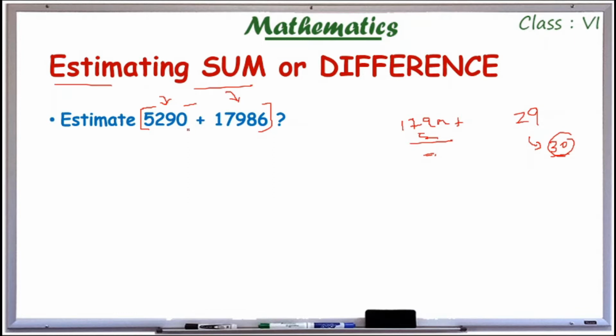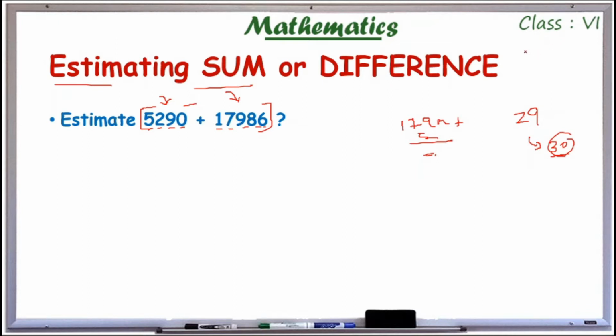First of all, look at the number of digits. Here we have 4 digits, and here we have 5 digits. So take the smaller number into consideration. Here the smaller number is 5290. It has 4 digits, so we have to estimate both numbers to the nearest thousand.